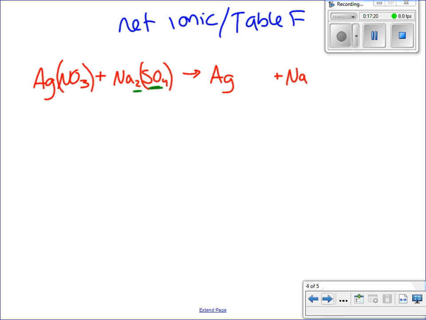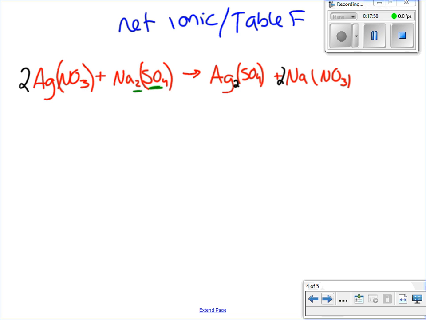And then I switch their partners. So silver ends up with SO4. Sodium ends up with NO3. Now I've got to flip-flop them. So I've got to look up all their charges. So silver's +1, sulfate's -2, sodium's +1, nitrate's -1. Okay, so this is going to become 1, 1, and that's all set. This one's going to become Ag2SO4. All right. Then I balance it. I need 2 of you and 2 of you.